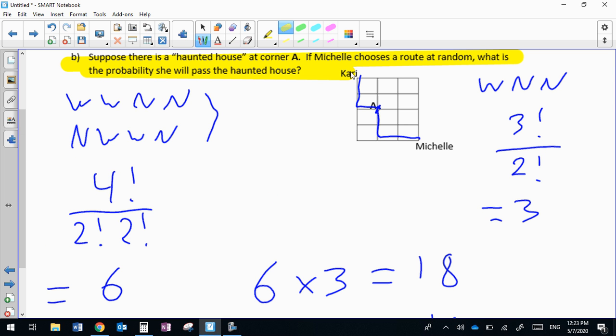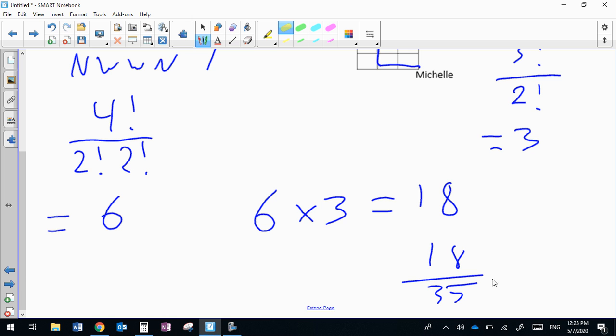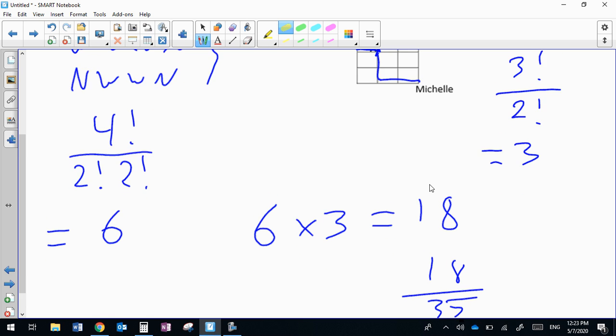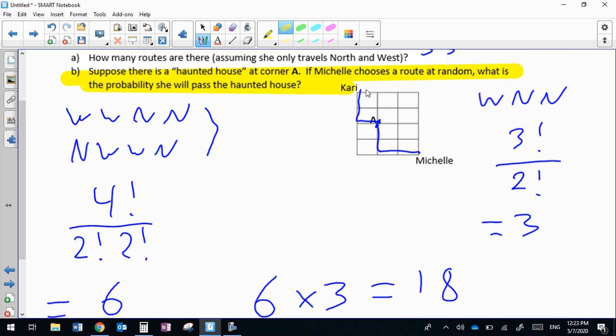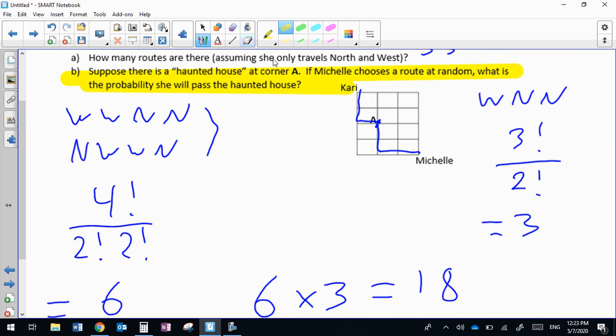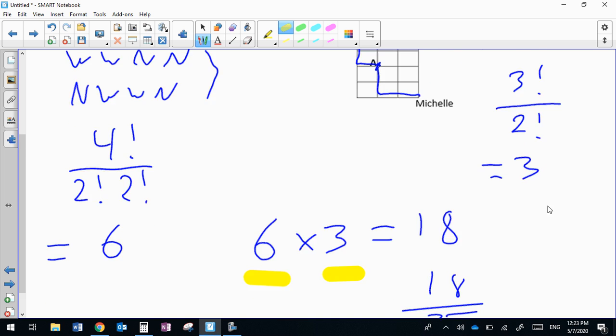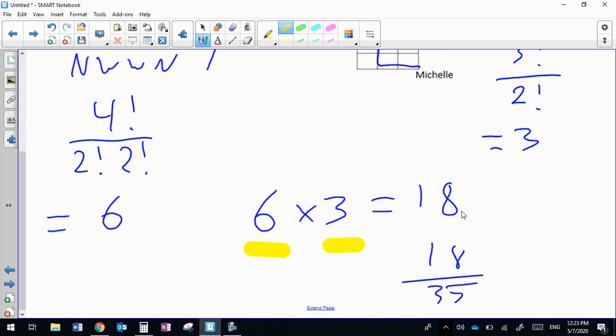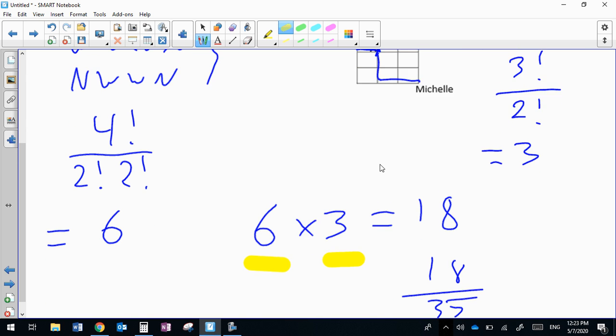Now, I need to consider these because my 35 is all the possible routes from Michelle to Carrie's house. I need to think of all of them that go through the haunted house. So it's not just the number of ways to get to the haunted house. It's also the number of ways to get from the haunted house to Carrie's place, because those are included in those 35 routes. All right, I hope that's helpful. That's a difficult problem. It's not an easy one.